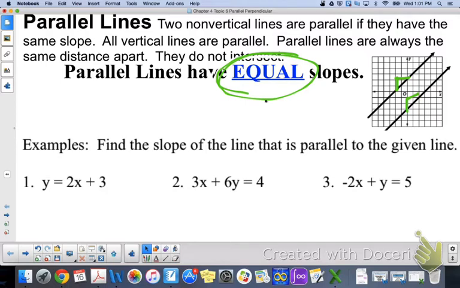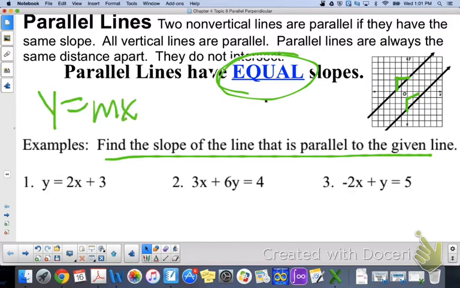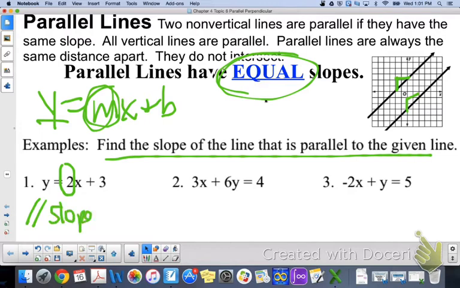All right, so when we talk about finding the slope of a line that is parallel to a given line, you are going to look at the slope of the line that's given to you. You need to remember y equals mx plus b. M is the slope. The number in front of the x is the slope when it is y equals. Okay, so number one, y equals 2x plus 3. 2 is the slope. So the parallel slope is also 2.